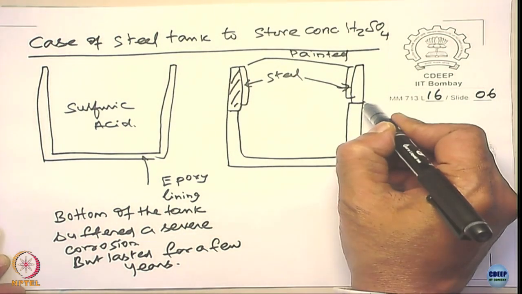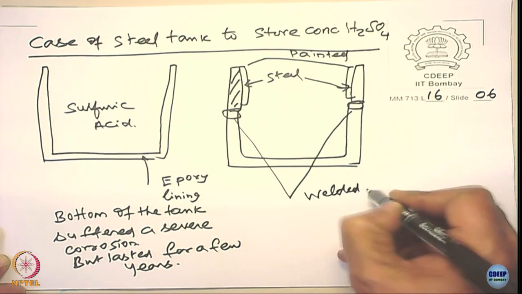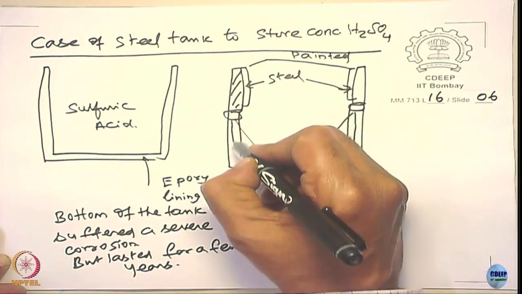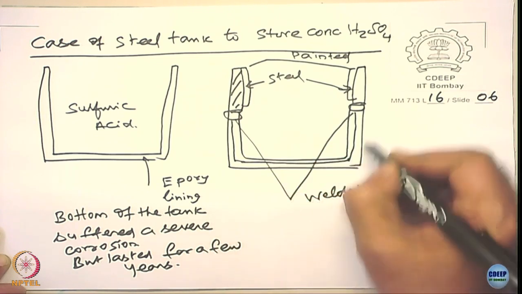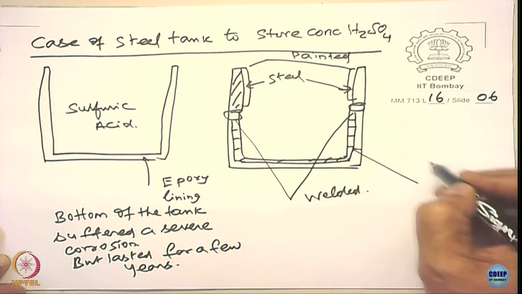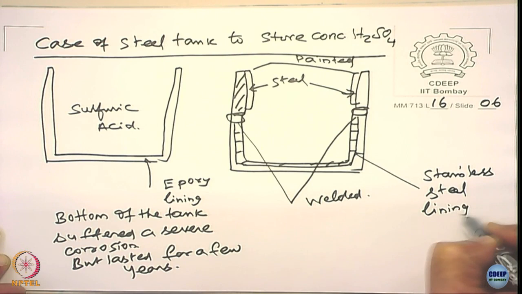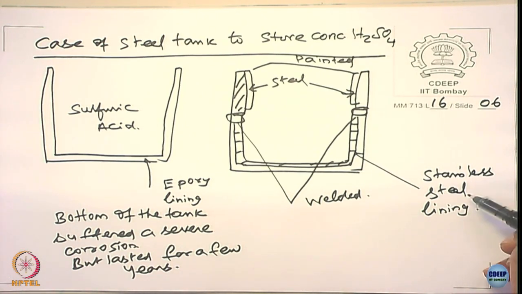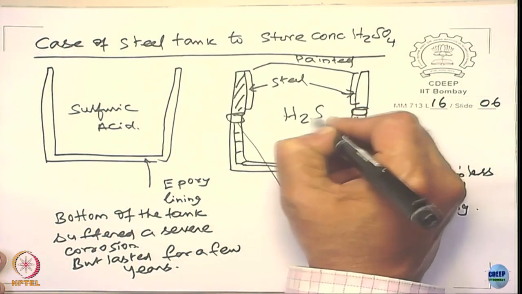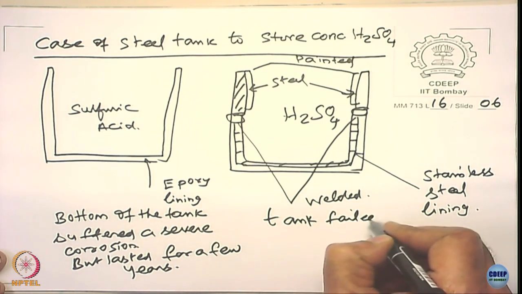How do you line it? And this is a place you weld, right? Welded, and you can make it a little more neat. This is the stainless steel lining. Stainless steel lining is done. Interestingly, this is sulfuric acid. Now, the tank failed. Very shortly.